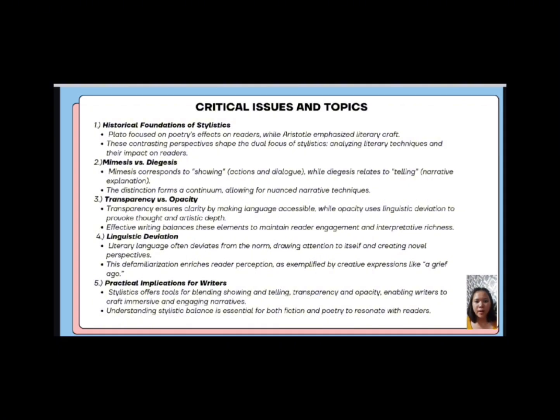engagement. Transparency and opacity. The transparency-opacity continuum adds another layer to narrative crafting. Transparent language facilitates ease of understanding, making it suitable for exposition or straightforward storytelling. In contrast, opacity challenges readers by introducing linguistic deviations that defamiliarize everyday concepts. Writers can use this balance to cater to different audiences, keeping language transparent for clarity but integrating opacity for artistic depth.